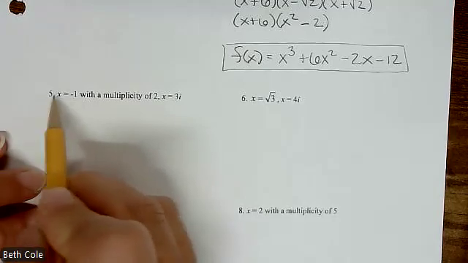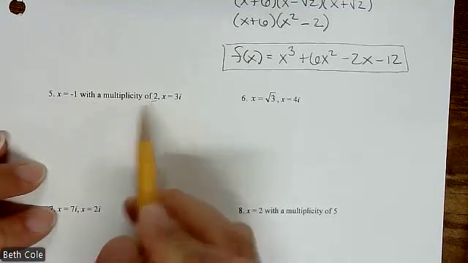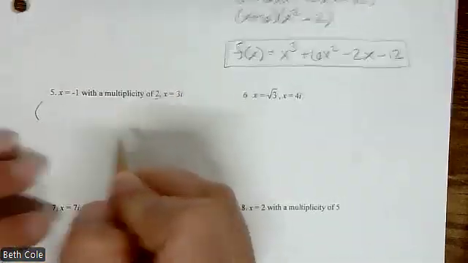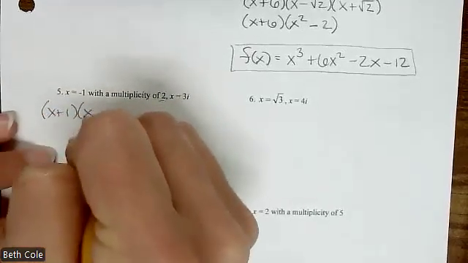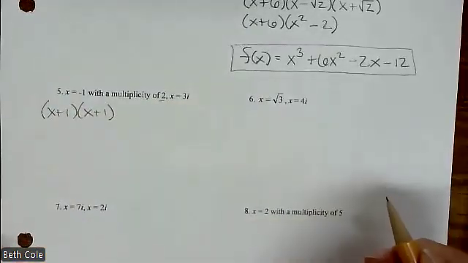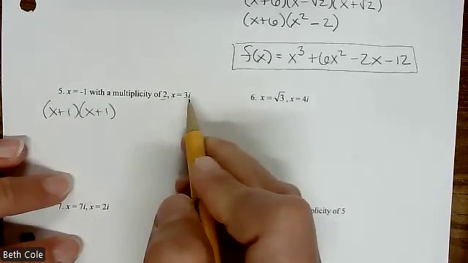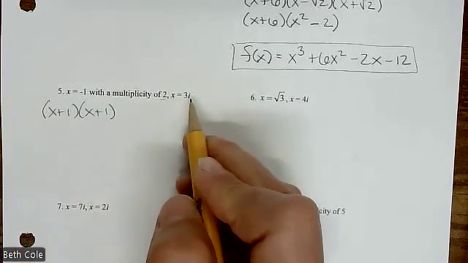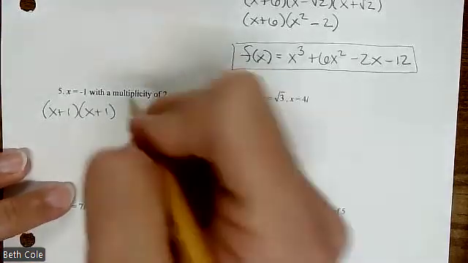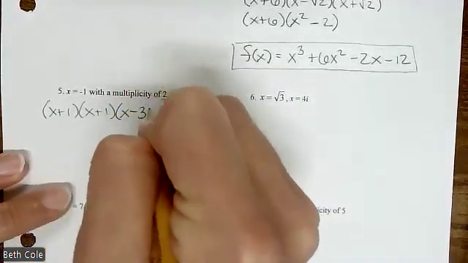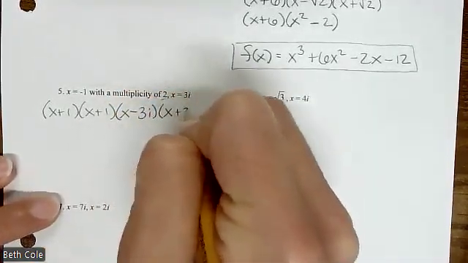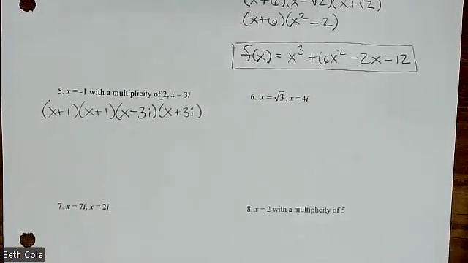X equals -1 with a multiplicity of 2. So what am I going to put? Good. X plus 1 and then twice. Now I have 3i. That's imaginary. You need to know it comes in the plus minus pairs. So you're going to have x minus 3i, but you're also going to have x plus 3i.